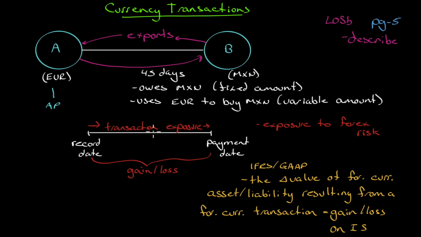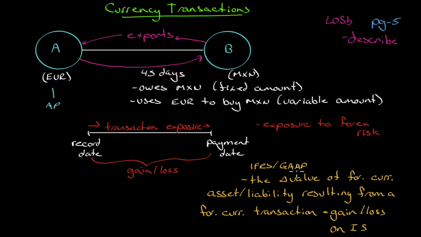The European company does. The change in the value of the foreign currency asset or liability resulting from a foreign currency transaction must be a gain or loss on the income statement. Look at all the language we have in here, right? Foreign currency asset or liability resulting from a foreign currency transaction. You have to be clear now, we're talking about a foreign currency transaction only. The gain or loss goes onto the income statement. We're not talking about any parent-subsidiary relationship. We're just talking about a foreign currency transaction.